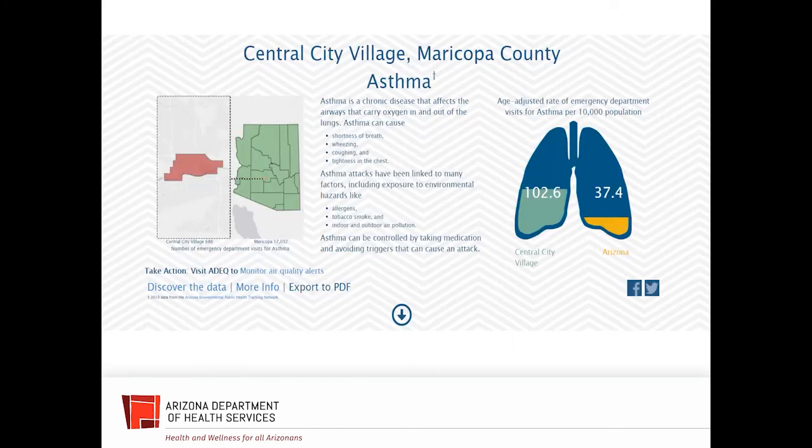For asthma, the Quick Reports would pull the following information. You can see by sub-county emergency department visits compared to the state, symptoms related to an asthma attack, and information on exposure sources that can trigger asthma attacks. For each topic, we have a take action step to provide resources or information on how a person can take steps to protect their health.